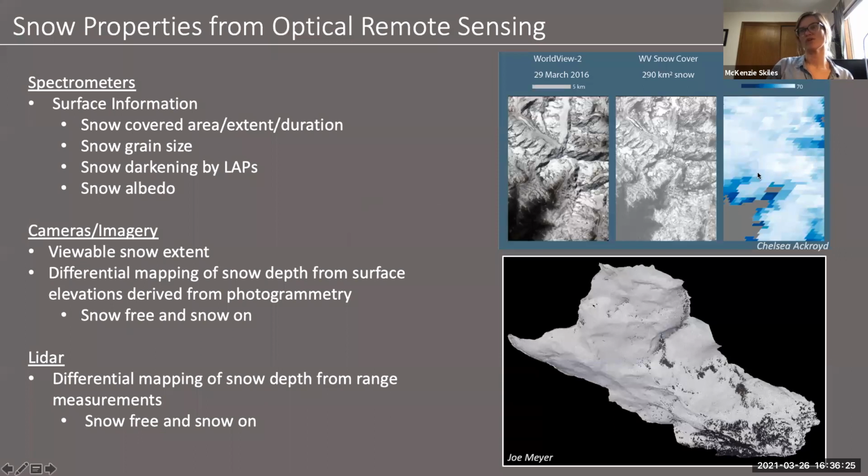And what I'm showing over on the right here are just two examples of snow extent. This is a true color image from Worldview, and then snow extent mapped from Worldview. And for the same scene, snow extent mapped from MODIS. So another really great example of changing spatial resolutions. And then down below is a surface model and surface elevation from photogrammetry from images collected from a plane.